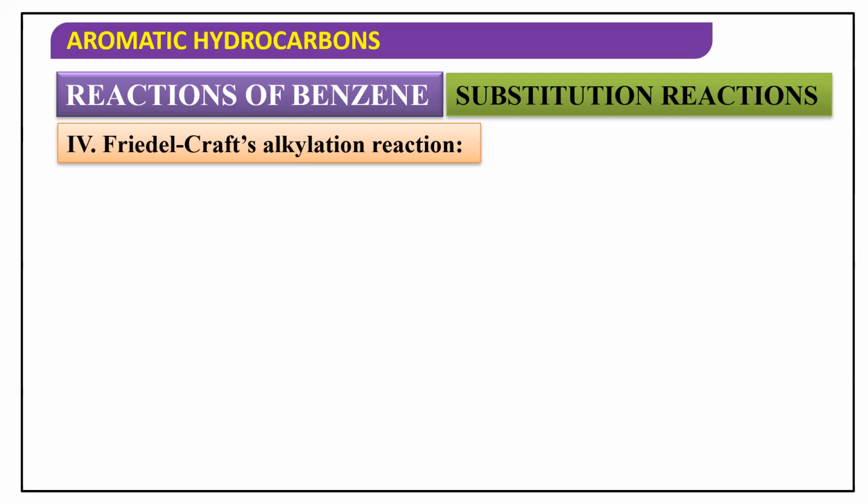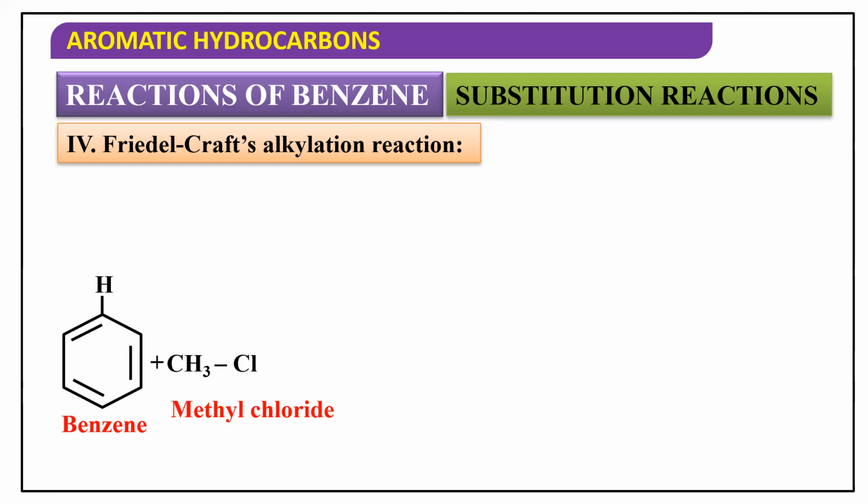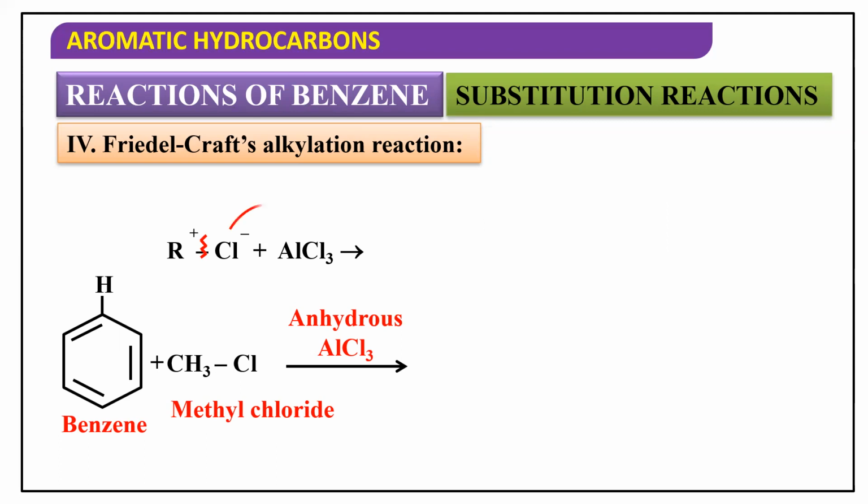Let's have a look at the reaction for a better understanding. Benzene reacts with alkyl halide. In this case, we're taking methyl chloride. So what do you think might happen? In the presence of anhydrous aluminum chloride, in general, whenever an alkyl halide reacts with aluminum chloride, the electrophile R plus is generated, which is what is used in this reaction. So in this case, CH3 plus is the electrophile.